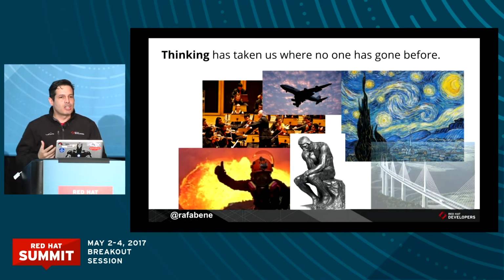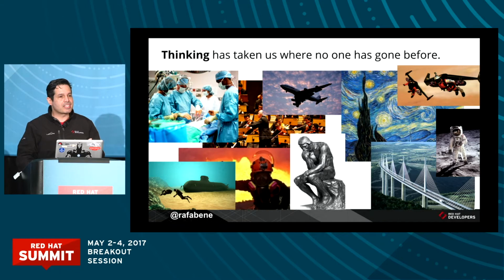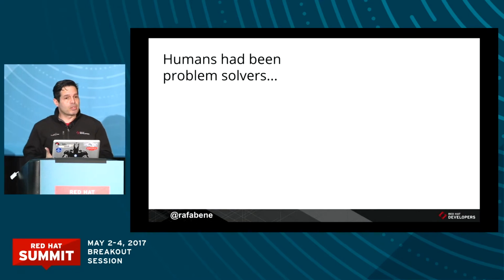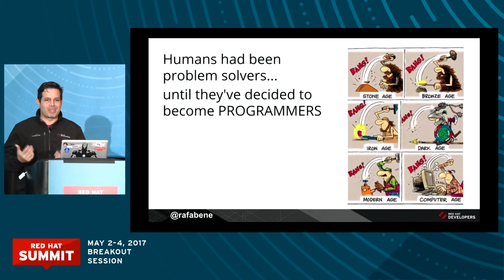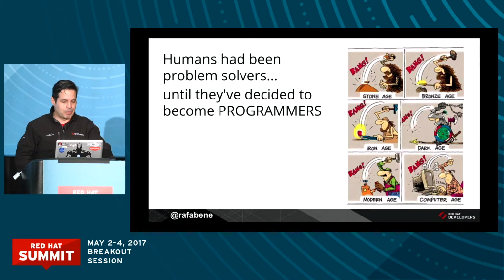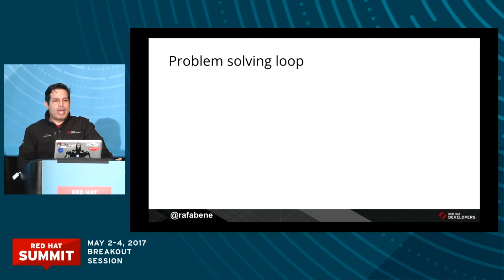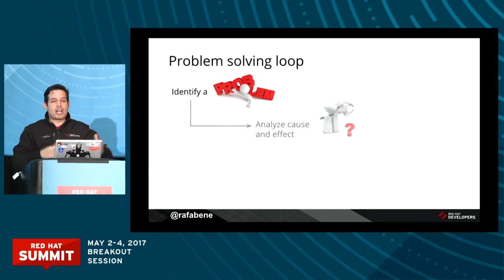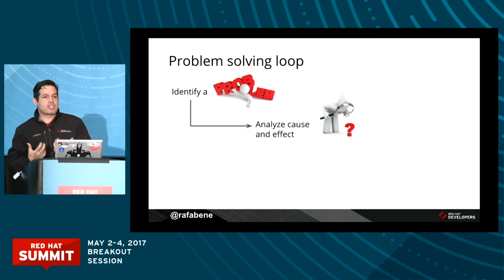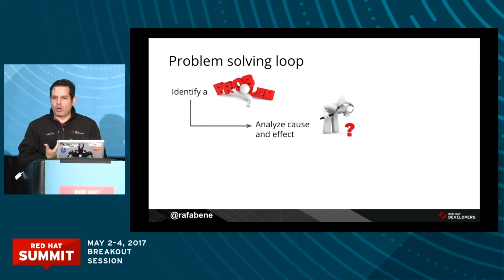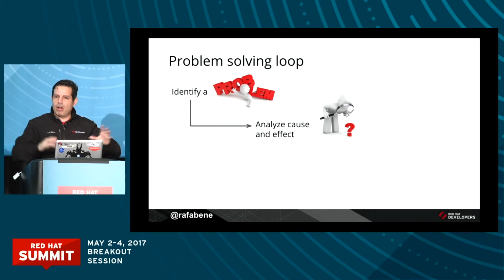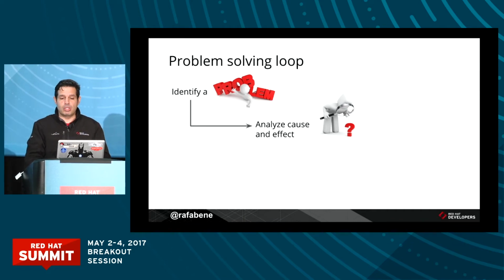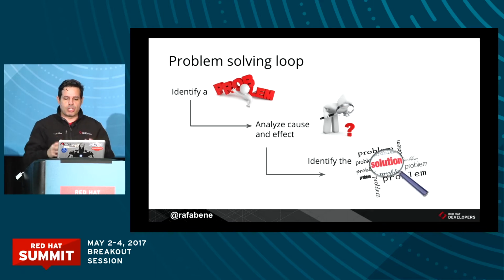Because thinking has taken us to places that we never imagined before. Thinking has made us become problem solvers. Of course, until we decide to become programmers or people from the IT industry, right? Okay, that's a joke. But what happens when we identify a problem? Since we are problem solvers, the first thing that we do is identify a problem, and then we start to analyze that problem and try to find the best solution, analyzing the cause and effects to solve that problem, right? And once we have all the different scenarios, how we can solve that problem, what are the impacts of that solution, we come up with the best solution for that problem.